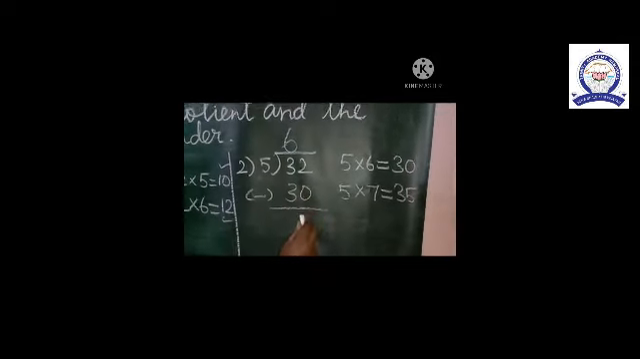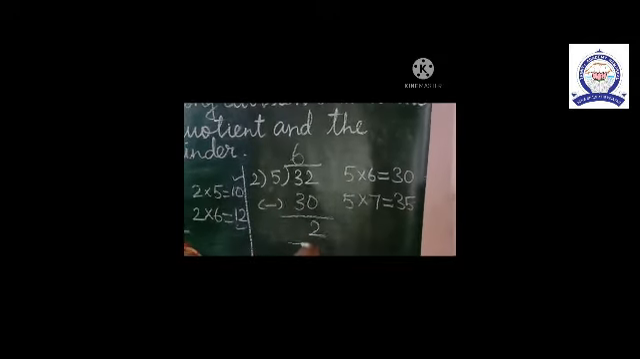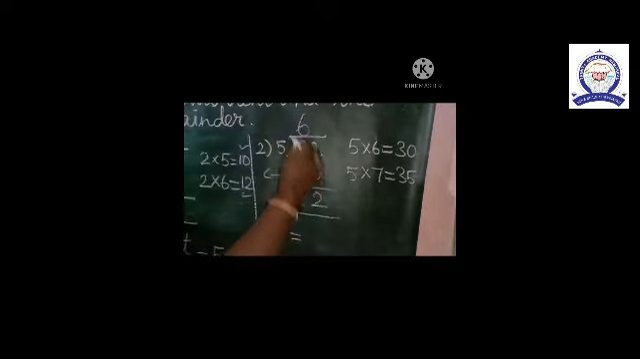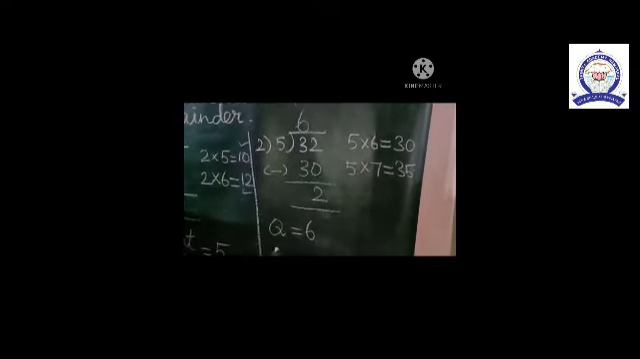2 minus 0, 2. 3 minus 3, 0. So quotient Q equal to 6. Remainder R equal to 2. Is it clear, children?